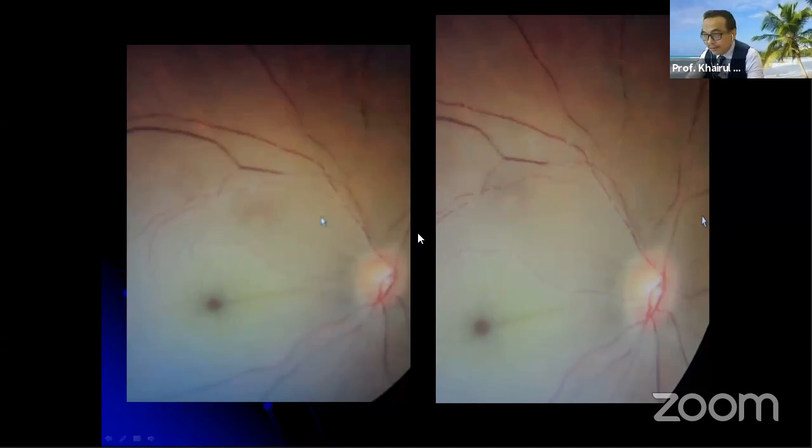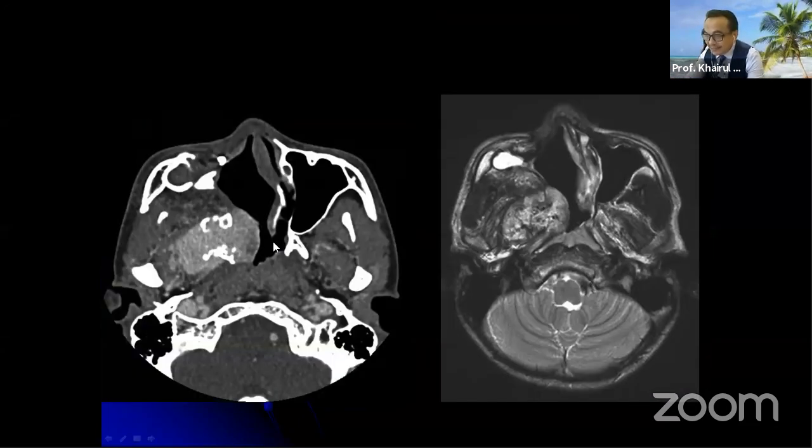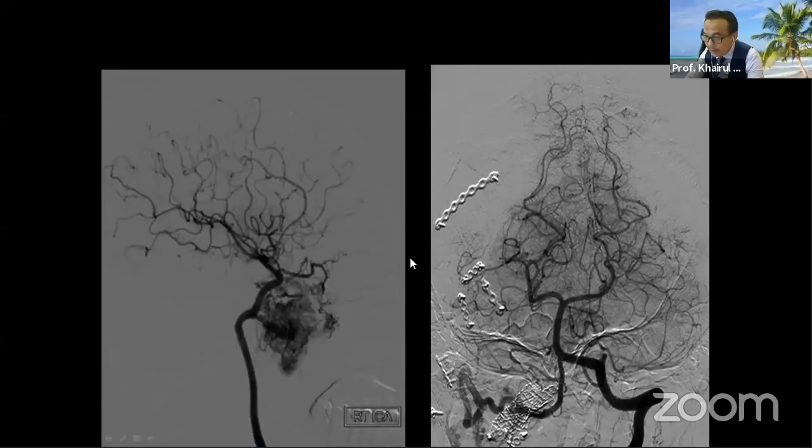Okay, this happened, I think, when I had just come back from fellowship. This is very important. Also, this patient was referred from another hospital. They don't have any interventional radiologist. Maybe they just ligated the ECA to prevent the bleeding. After a few years, they came back again to us. You can see that's a collateral.